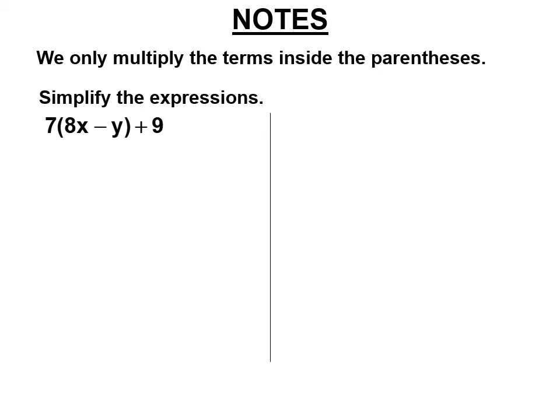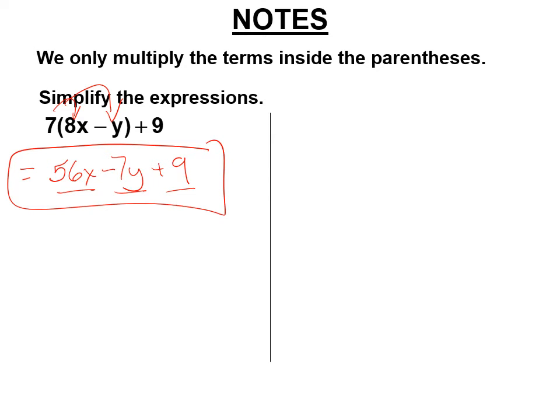Now, remember, you're going to multiply everything in the parentheses, but only the things in the parentheses. So 7 times 8x is 56x. 7 times y is minus 7y, and then you stop there. Those are x's, those are y's, those are numbers. You cannot add them together because they're not like terms. You're done. Do not do more. They have to be like terms. Those are not like terms.